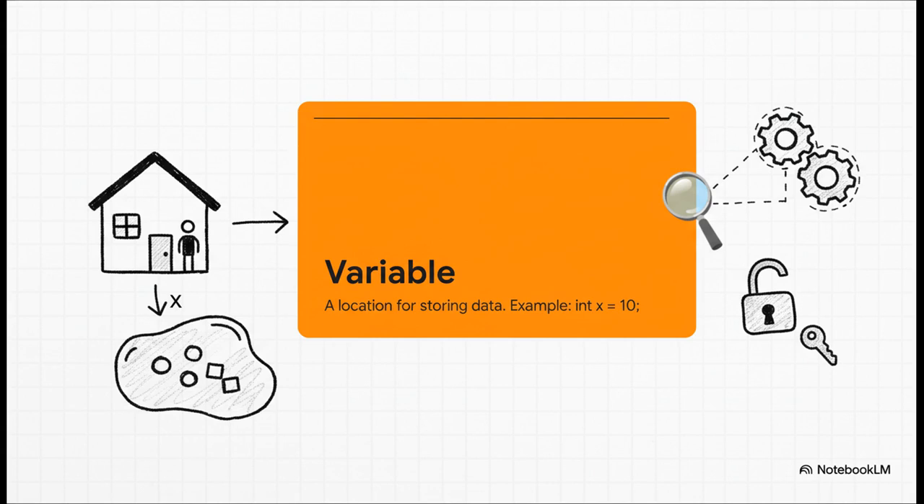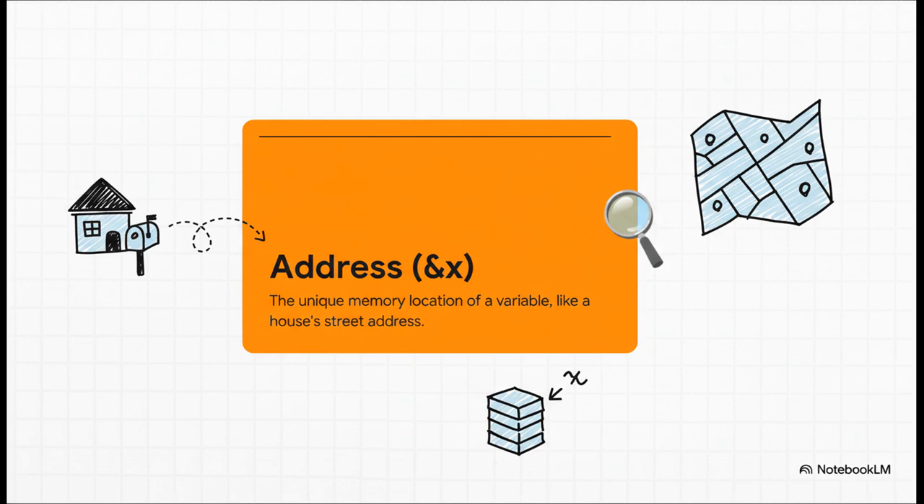Simple enough, right? Okay, so every house has a unique street address so the mail carrier can find it. It's the exact same idea in C. Every single variable has a unique memory address. So when you see that little ampersand symbol and X, it's not going to give you the number 10. Nope. It's going to give you the specific street address where that 10 is stored.